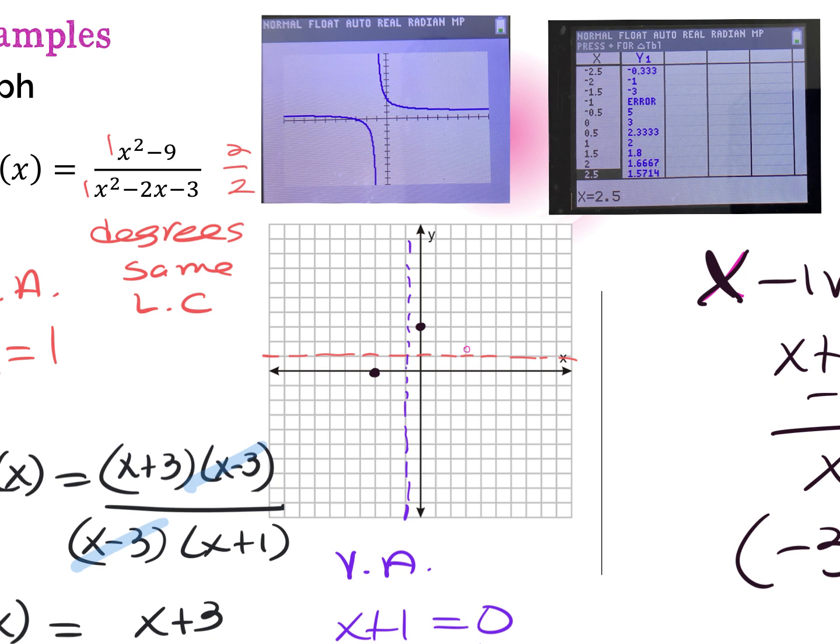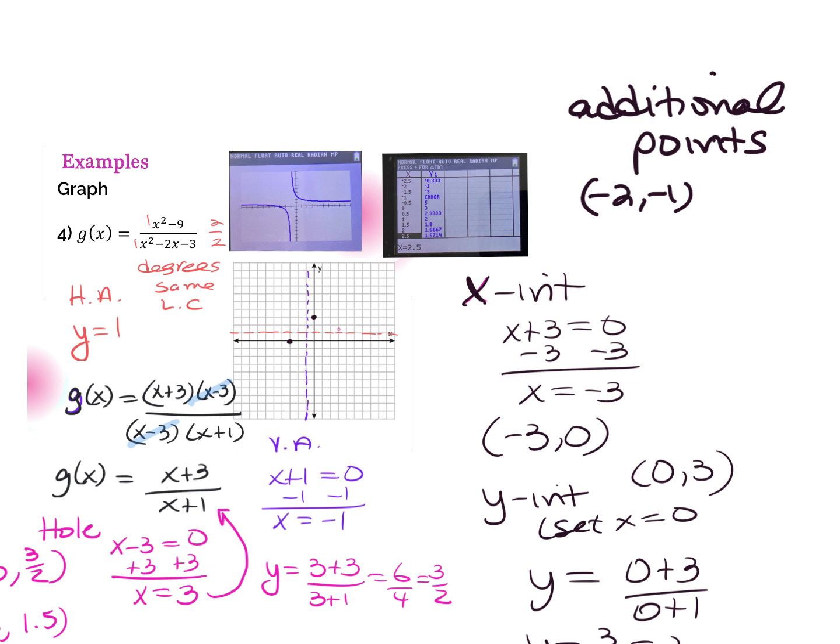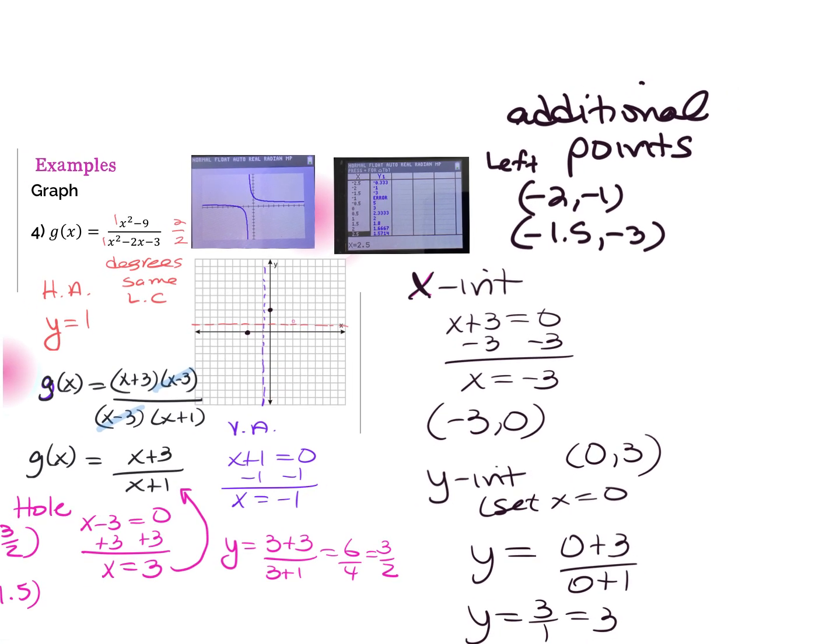All right, so now I just need to get the additional points. So again, right from the calculator. And I need additional points to the left of the purple line. So from my calculator, I could say I'm going to use negative 2, which will be negative 1. I could also use, if my calculator was going by halves, negative 1.5 and negative 3. This is to the left of that vertical asymptote. And to the right, I can say it's going to be the ordered pair 1, 2. I could also say 2 and 1.6 repeating. Again, I'm approximating.